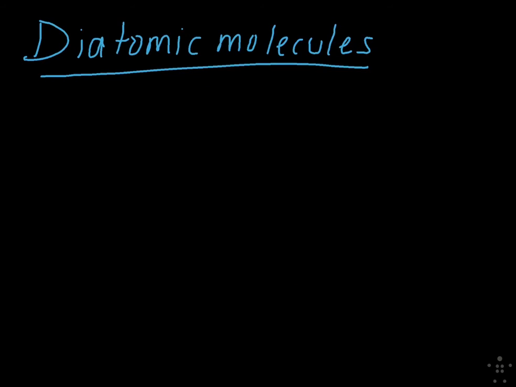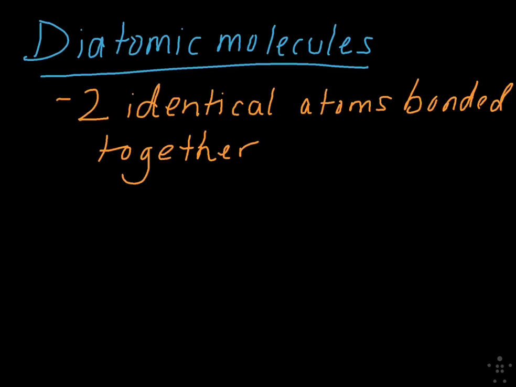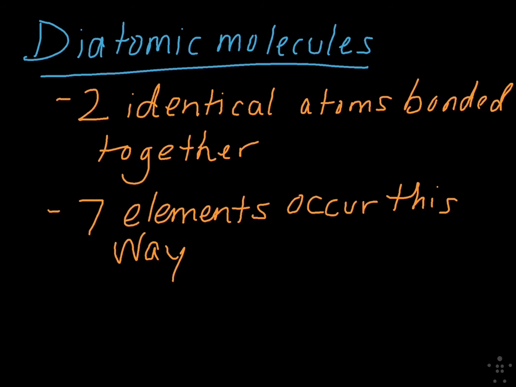Now all those examples I just showed you are examples of what we call diatomic molecules. The definition of a diatomic molecule is 2 identical atoms bonded together. So obviously not all covalent molecules are diatomic molecules, but there are certain ones that appear this way all the time. There are 7 elements that you will never find alone. So 7 elements occur this way, and I'm going to show you where they are, and they're easy to remember because they basically form a 7 on the periodic table.